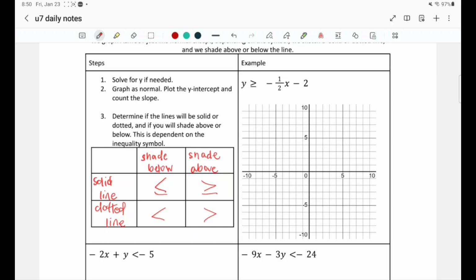So let's try it out. Step 1, solve for y if needed. You don't need to this time. You will in a second. Graph like normal. Plot the y-intercept. So my y-intercept is -2. Put a dot on -2. And then my slope is -1/2. So down 1, right 2, and so on and so on. And I'm going to go backwards. So instead of down and right, I'm going to go up and left.